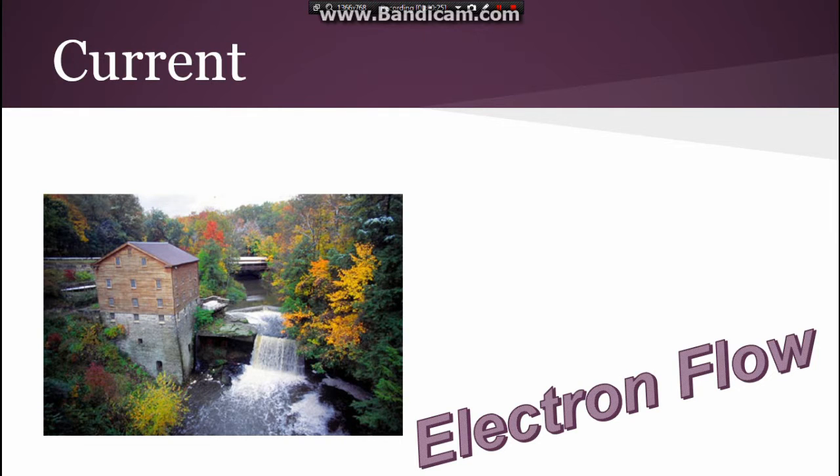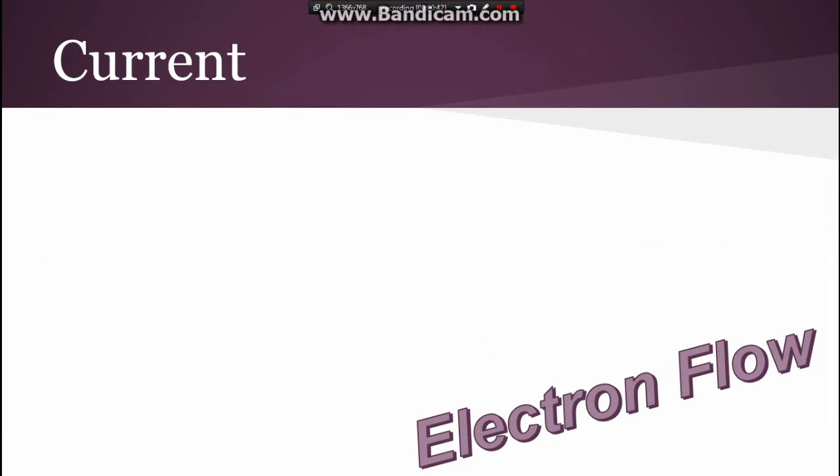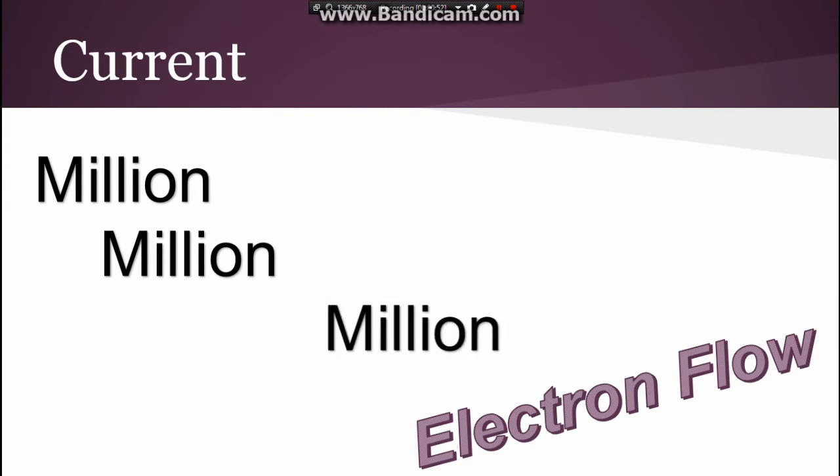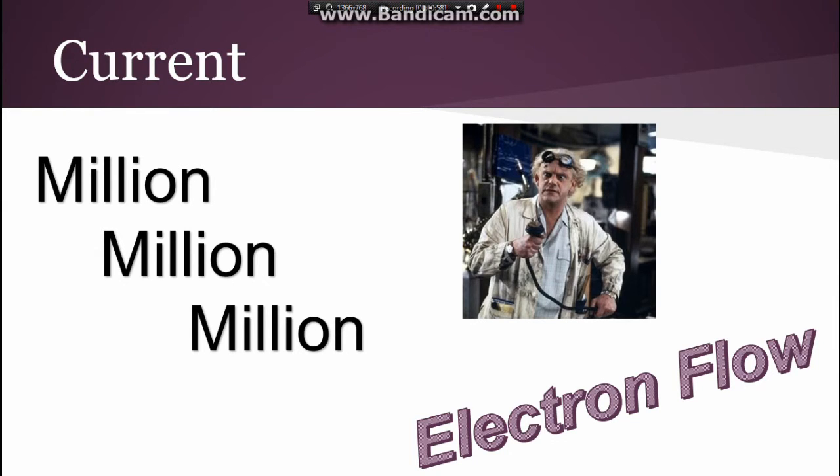As stated before, electron flow is called current and is measured in coulombs per second, or amps. This is a rate just like miles per hour or gallons per minute. A coulomb is 6.241 times 10 to the 18th electrons. If you measure a current of 1 amp, that means 6 million electrons are flowing by a single point in 1 second. That's a lot of electrons.